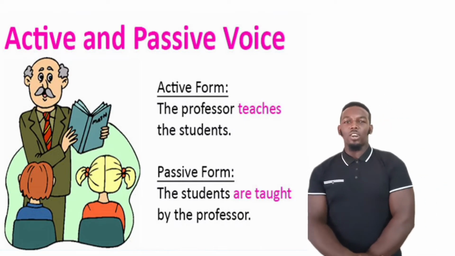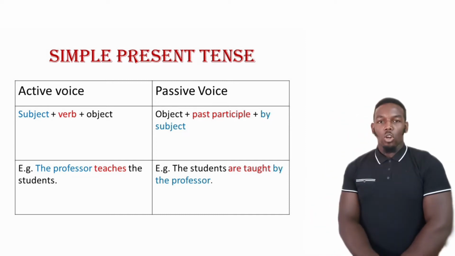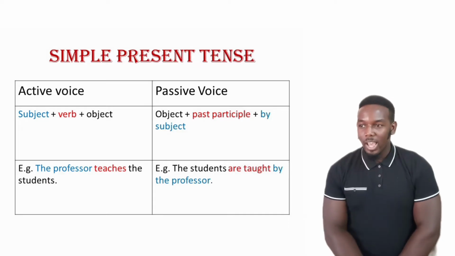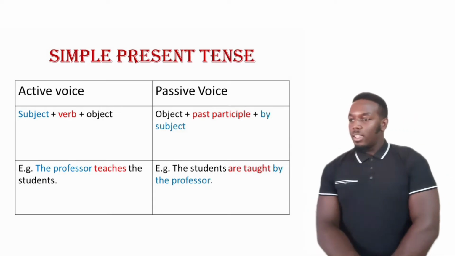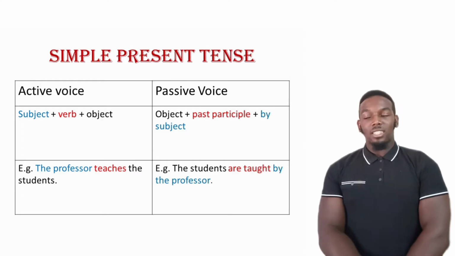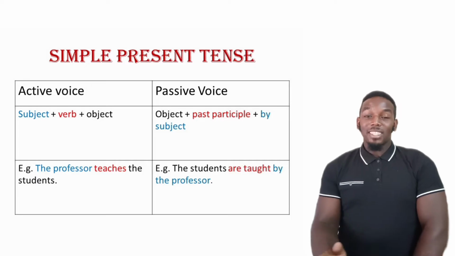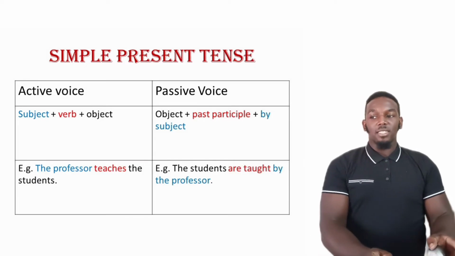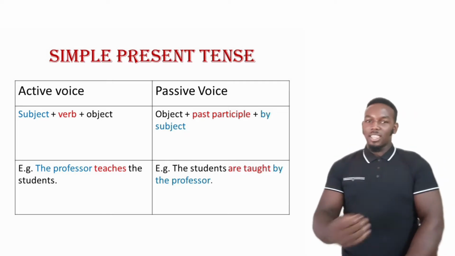I think you're catching on. Now here I have tables to show you how the structures are changed depending on the tense. Here we have, as you can see, the simple present tense. The structure in the active voice is subject, verb, object. In the passive voice, it becomes object, past participle, then by and subject, as you can see in the example.